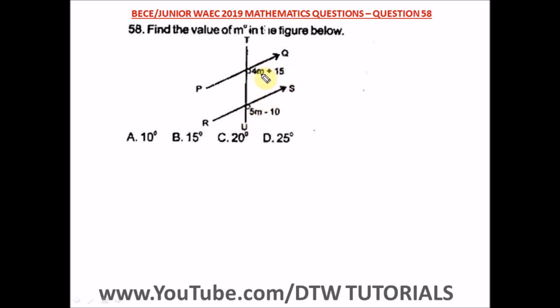All right, so for us to get m, all we need to do is equate this and this. So we have 4m plus 15 is equal to 5m minus 10. Since these angles are corresponding angles, they are equal. So we equate them. That's why we have the equal to sign. This is equal to this.